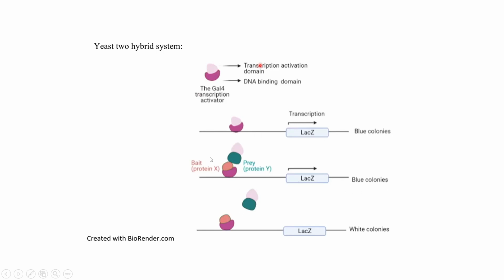But when protein X is not binding with protein Y, the transcription activation domain will be far away from the DNA binding domain of GAL4. And in that condition, the LacZ region will not be active, because the transcription activation domain will not activate the DNA binding domain for the transcription process to occur. So the yeast two-hybrid system is basically used to study the interaction of protein X with protein Y. If there is a direct interaction between the two proteins, this yeast two-hybrid system is generally used. Okay, so this is one of the techniques.